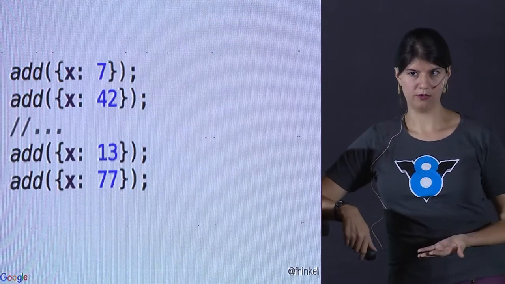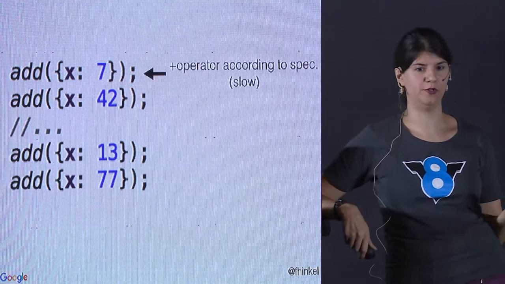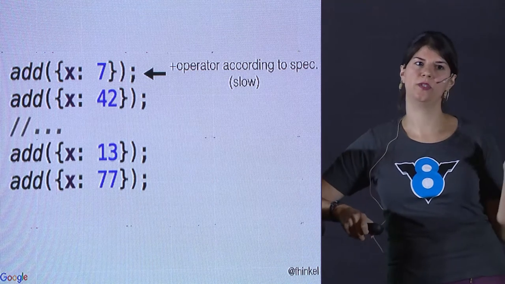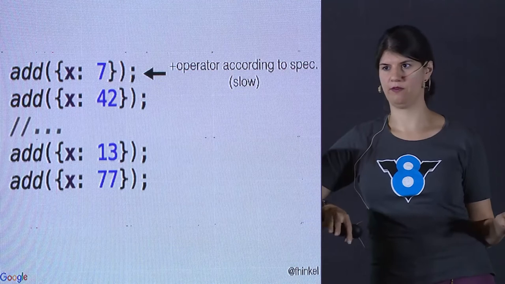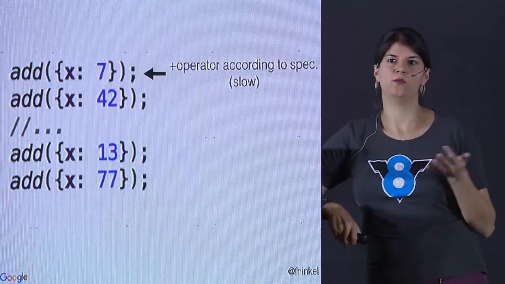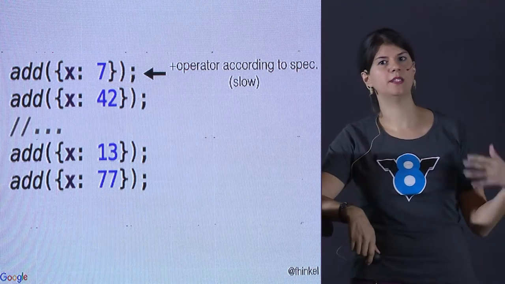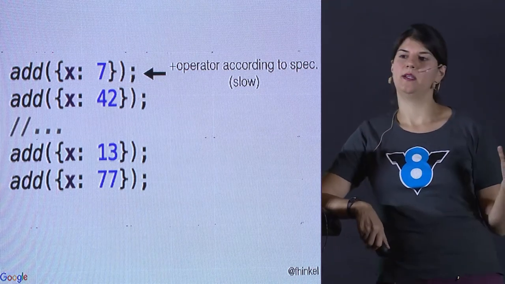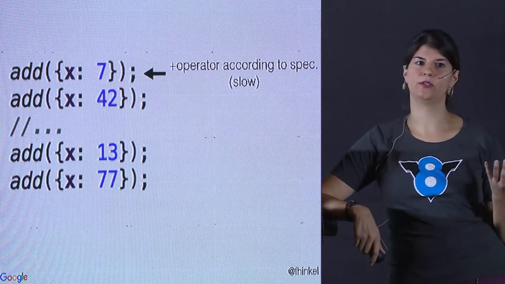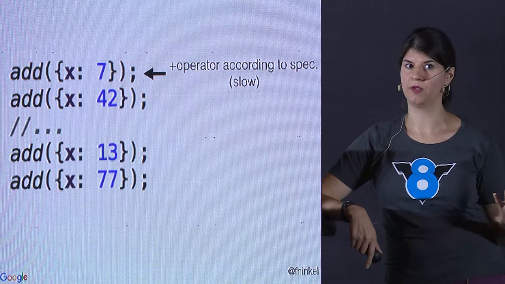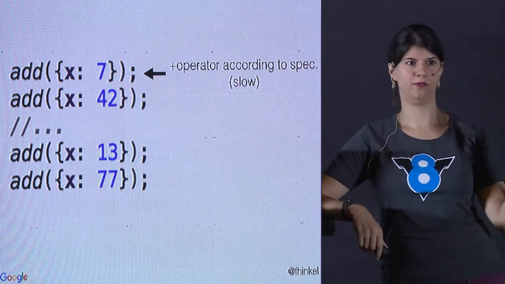So back to our add function. The first time that we call this add function, the compiler has to really follow the whole specification for the addition operator. There's no way around it. If we do any shortcuts, then it would not be correct JavaScript. But now we're calling this function multiple times, and I said before, the big advantage of a JIT compiler is that it can collect information during runtime.